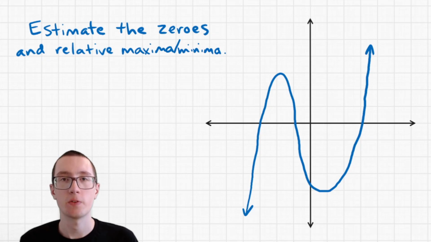What are the zeros of a graph? What are relative minima and maxima? What are extrema? Are any of those even different from each other, or are they all the same thing? Well, here's the answer to all of those questions in just one video. Alright, here's our first example.